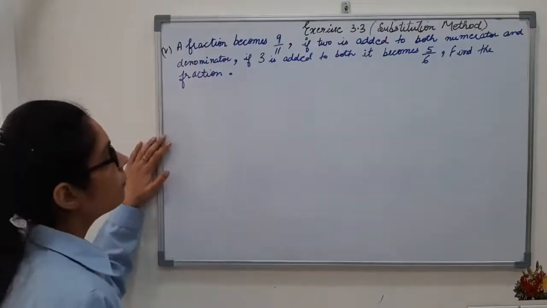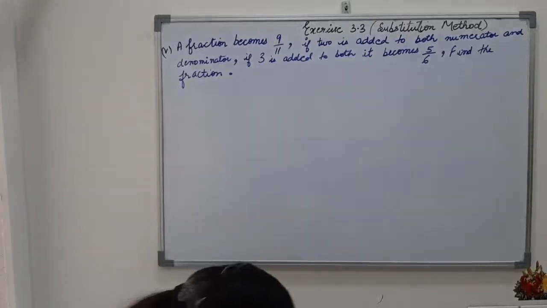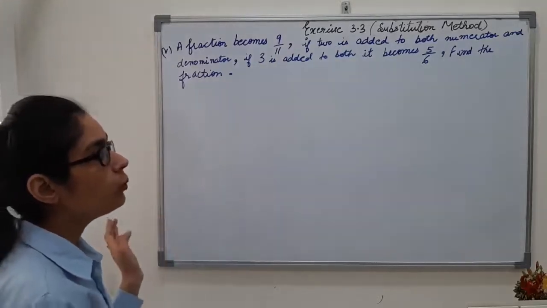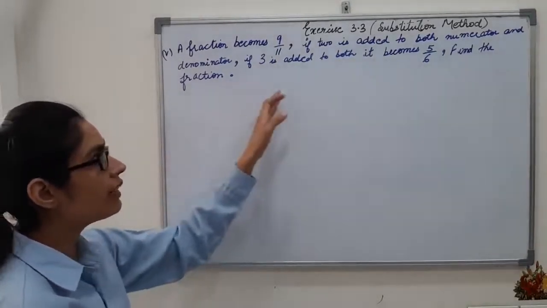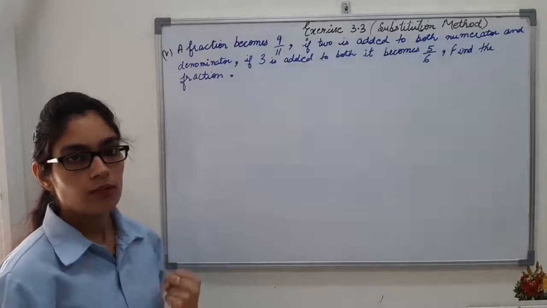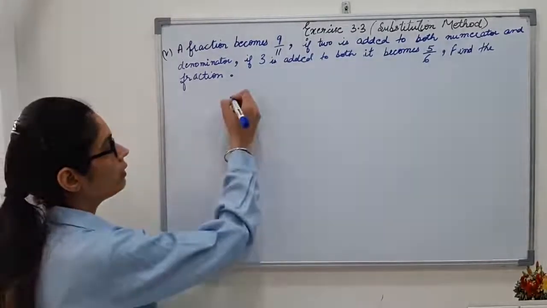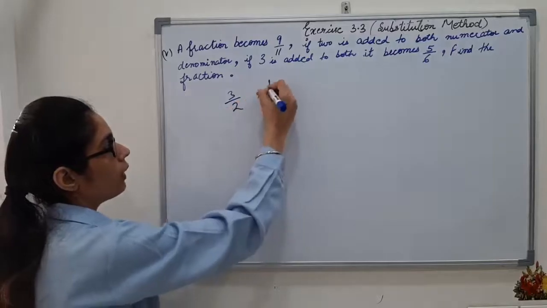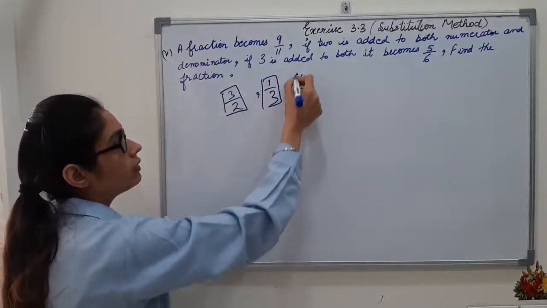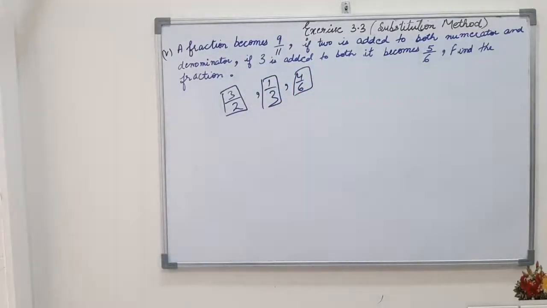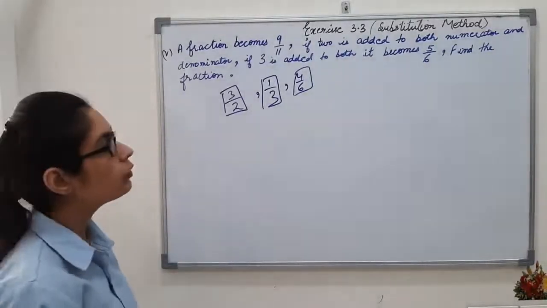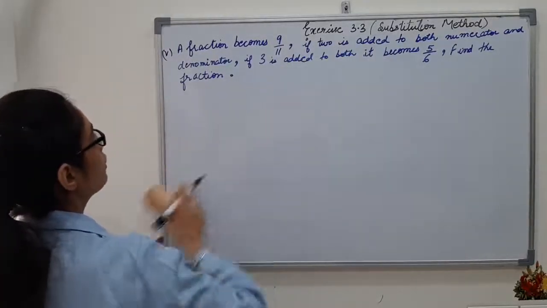So the fifth sum, or fifth part of your third sum. A fraction becomes 9 by 11 if 2 is added to both numerator and denominator, and if 3 is added to both, it becomes 5 by 6. Find the fraction. First of all, we should know what a fraction is. Any number in this form, 3 by 2, 1 by 3, 4 by 6. See, in these fractions we have two numbers. So they have clearly mentioned we have to find the two numbers.